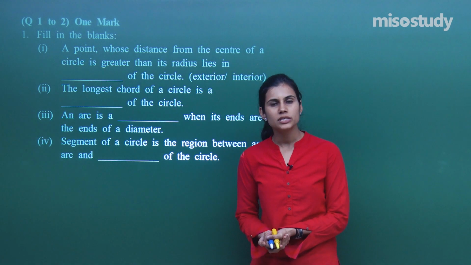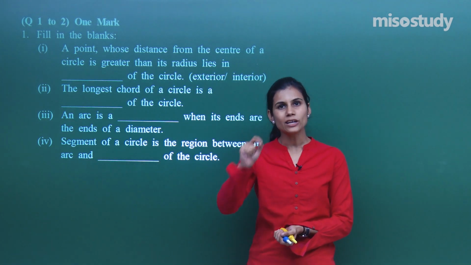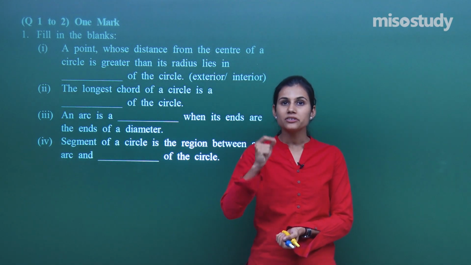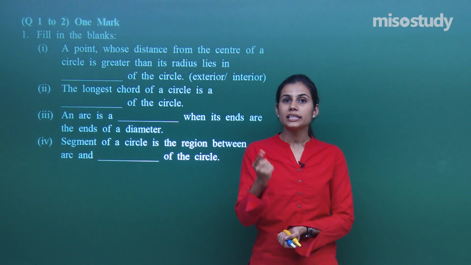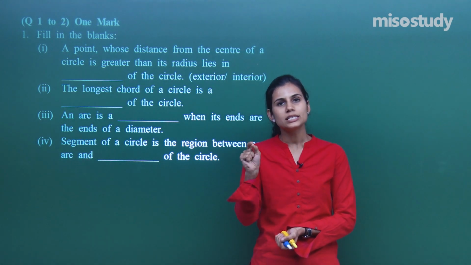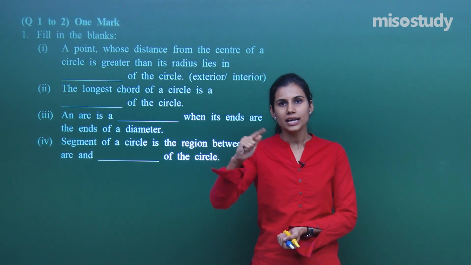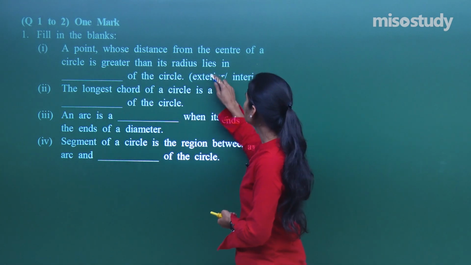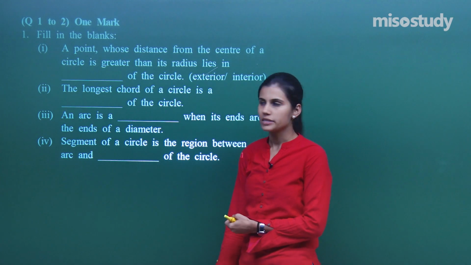Obviously, all the points whose distance from the center of a circle is exactly equal to the radius lie on the circle. The points whose distance from the center is strictly less than the radius lie inside the circle, that is in the interior of the circle, and points whose distance from the center is strictly greater than the radius lie in the exterior or outside the circle. So here it is saying greater than the radius, that means exterior of the circle.